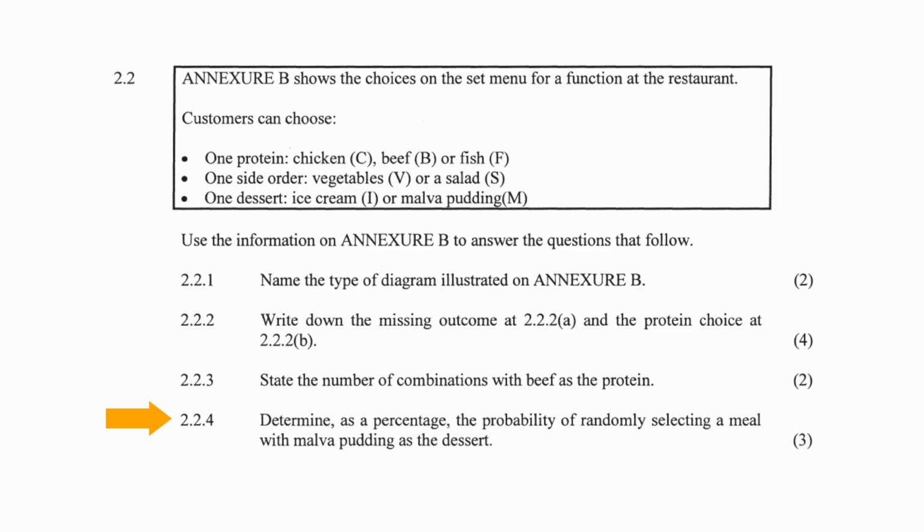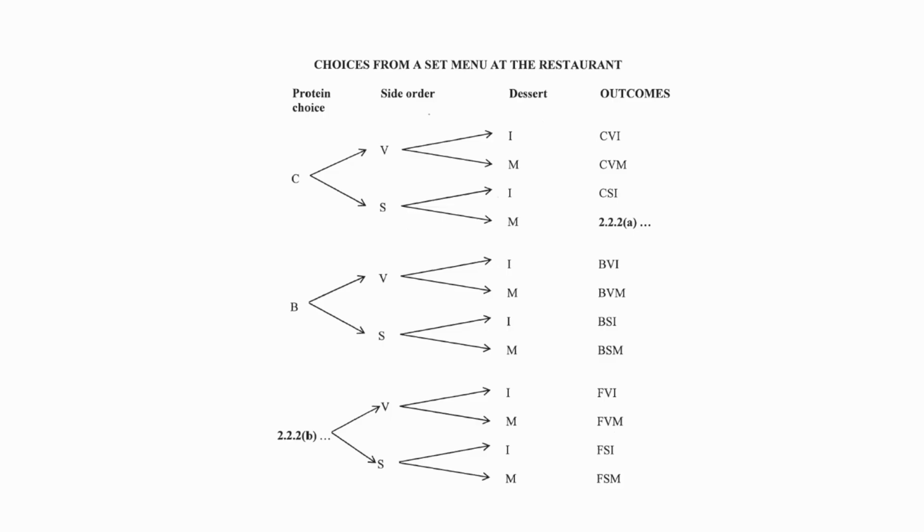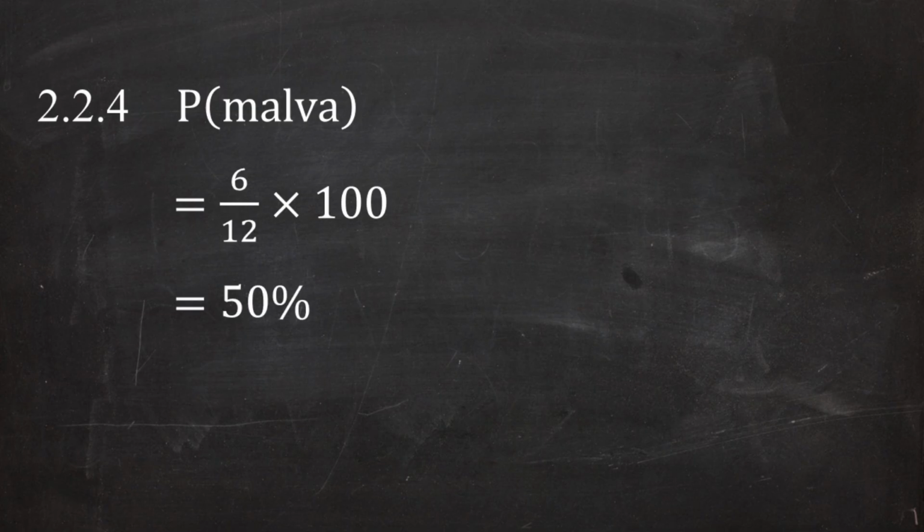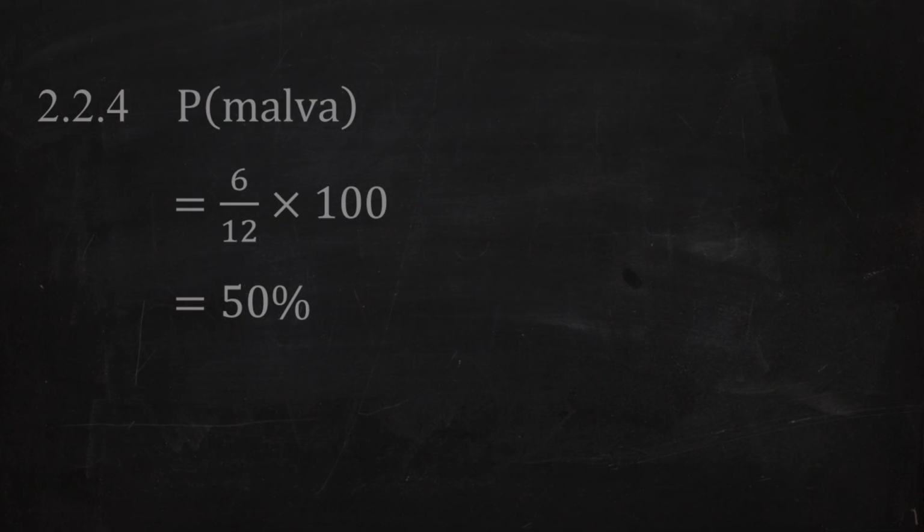In question 2.2.4, you are instructed to determine as a percentage the probability of randomly selecting a meal with malva pudding as the dessert. From the tree diagram, we see that there are 6 options with malva pudding as the dessert out of a total of 12 options. As a fraction, this is written as 6 over 12. Multiplying this fraction by 100 will give us a probability of selecting a meal with malva pudding as a dessert of 50%.